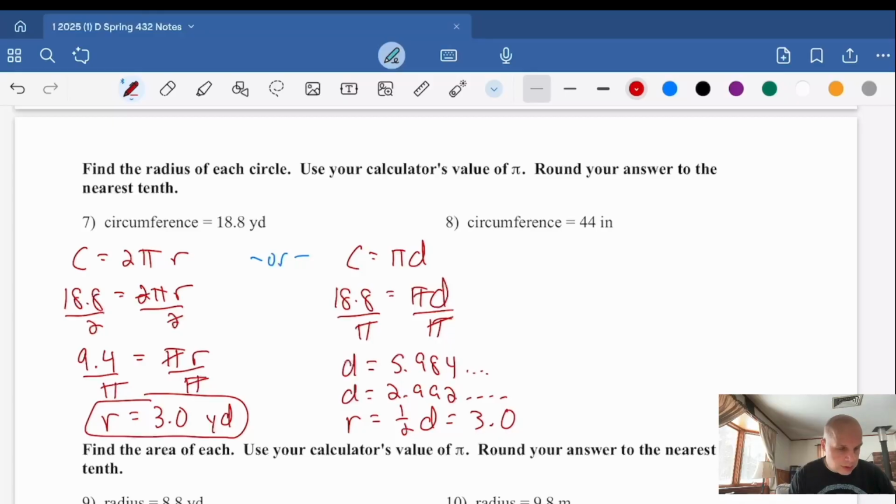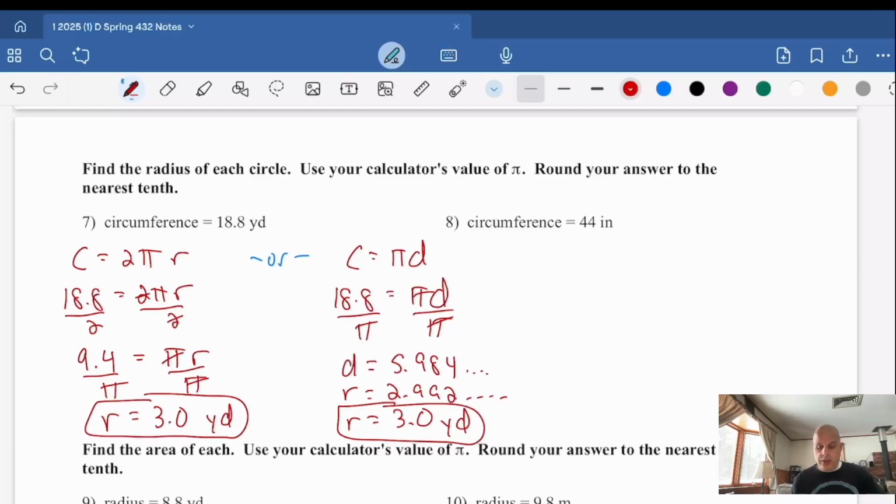3.0. Hold on. This is the radius here. That's when I divided by 2. So we'll just say down here that radius is 3.0 yards. So we got the same answer doing it either way. Okay.